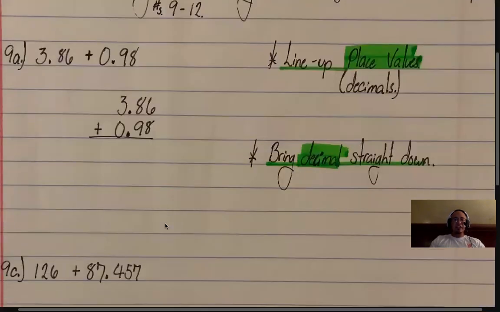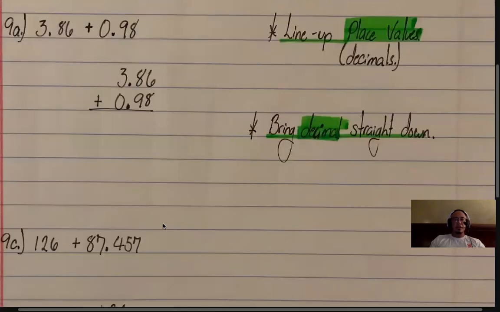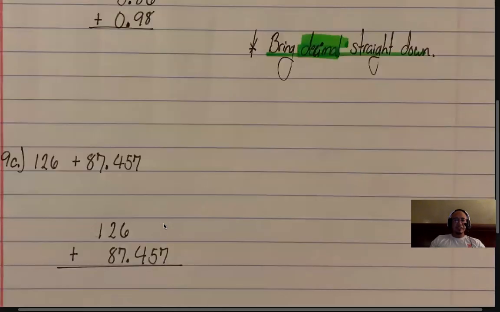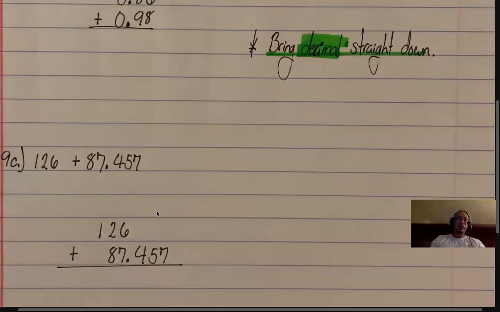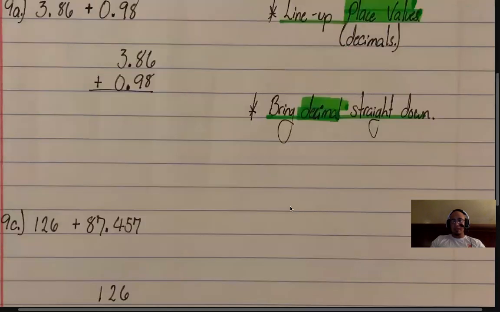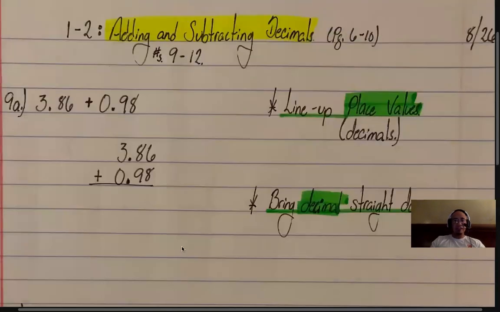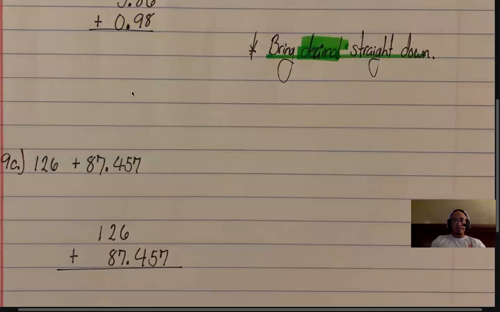You're going to see that I'm going to skip 9B for now. But let's go to 9C, because there's something that I want to show you. Notice that at 9C, we're adding, and there's a decimal involved. And in fact, we're adding an integer, a number without a decimal value, with a decimal. So what do we do? Well, same thing. We have to line up the place values. We have to line up the decimals.